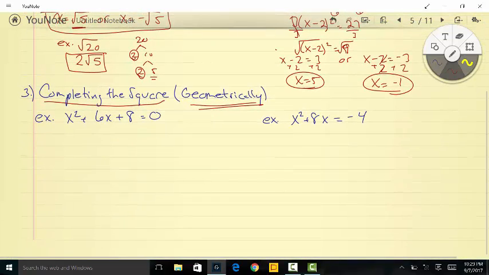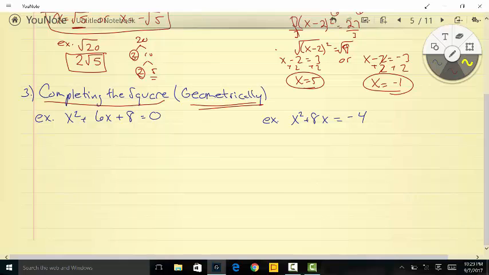Now a kind of intricate way of solving a quadratic is through what's called completing the square. And like I said, there's an algebraic method, but we're not going to go over it just for sake of time. But we will go over the geometric method because it is a very nice way of looking at quadratics.